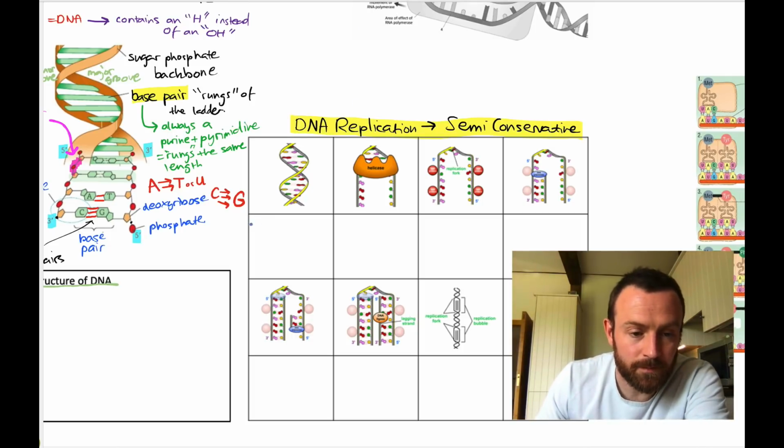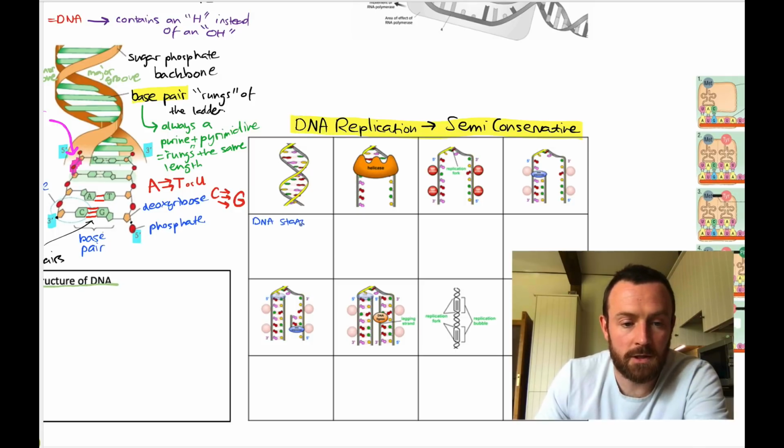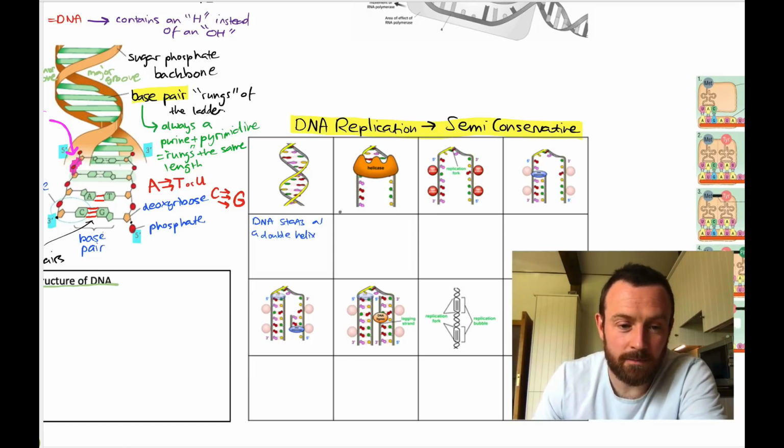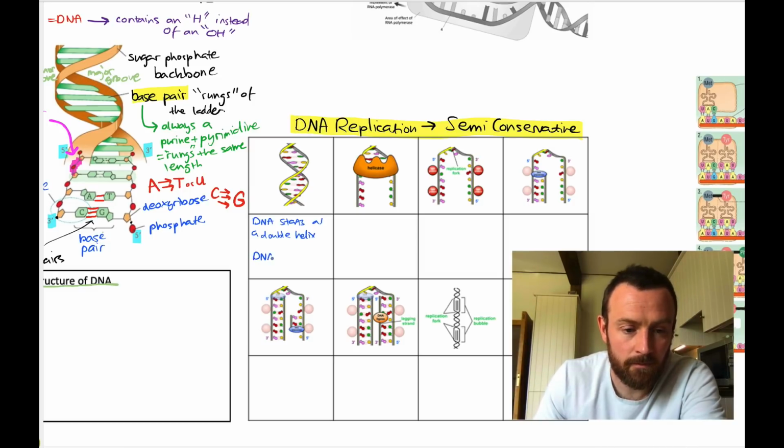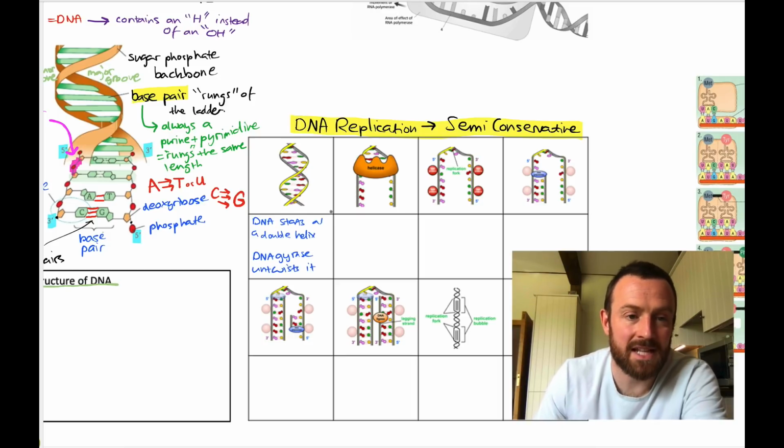Okay, so first of all, DNA starts as a double helix. And there's something called DNA gyrase. Untwists. Okay, so gyrase is an enzyme that untwists. You need to know the names of these enzymes, so I'll highlight that. DNA gyrase.